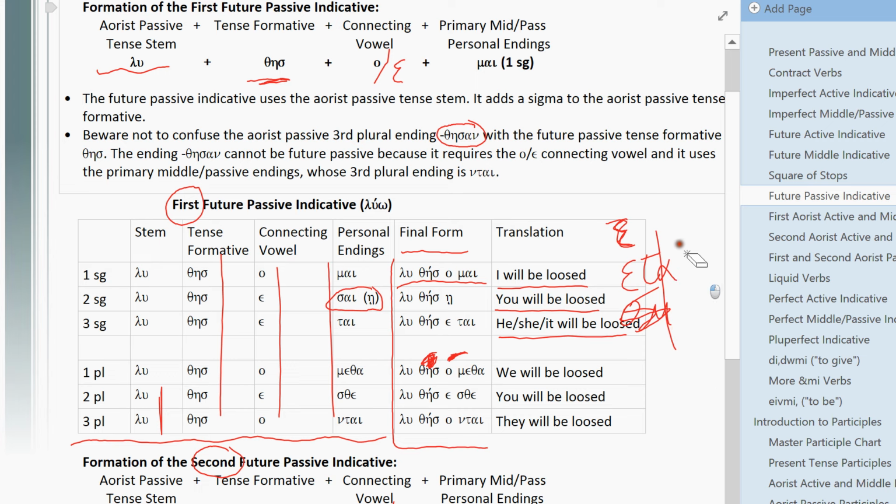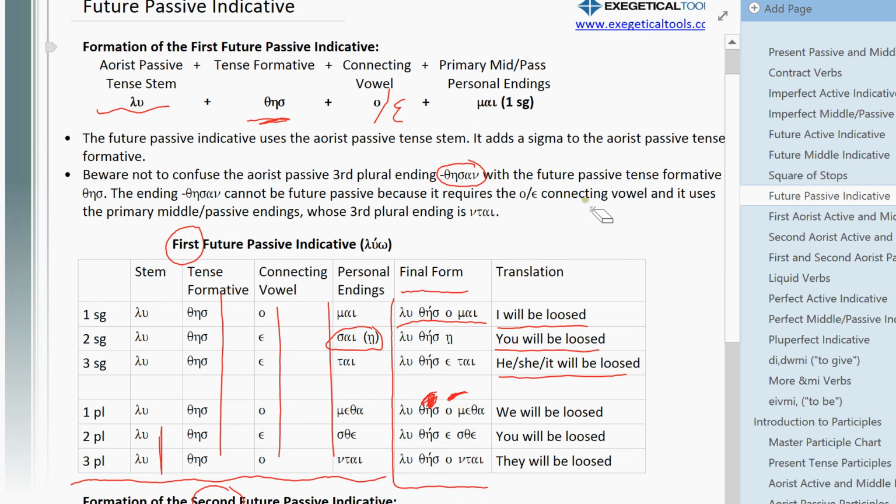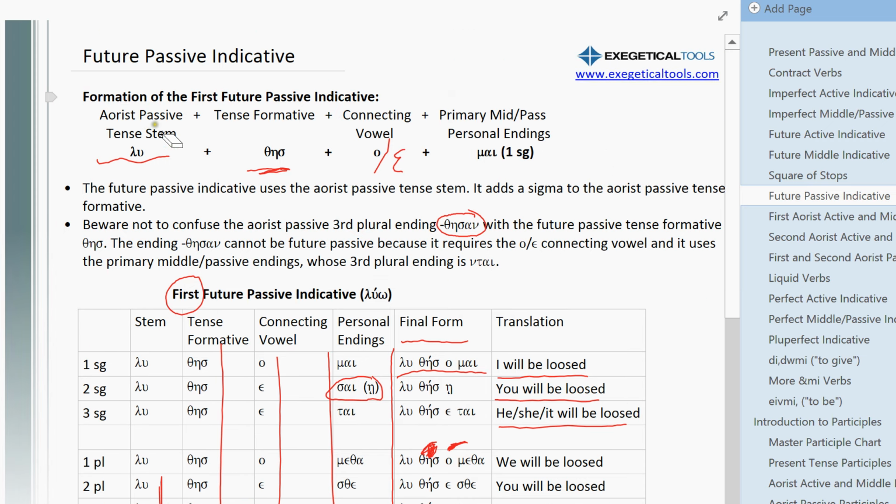Remember, this is building off the sixth principal part, which is the aorist passive. It's using the aorist passive tense stem. It's using the thes tense formative, which is very familiar, very easy to spot. Don't confuse it with thesan, which is the aorist passive third person plural ending of the active indicative, and you should be good to go. So that's it, the future passive indicative.